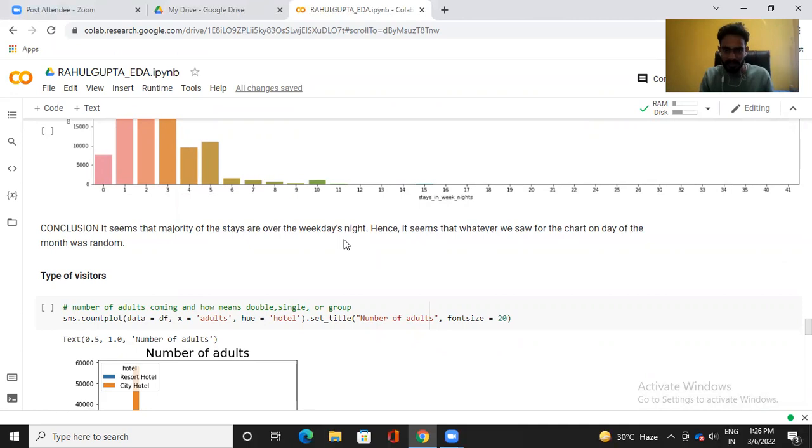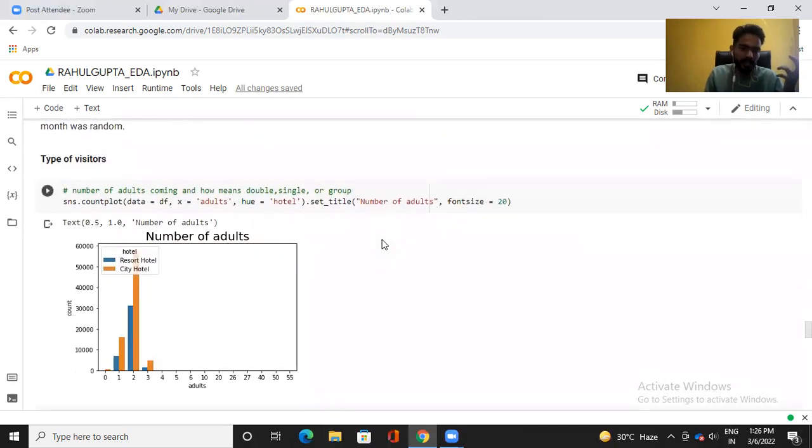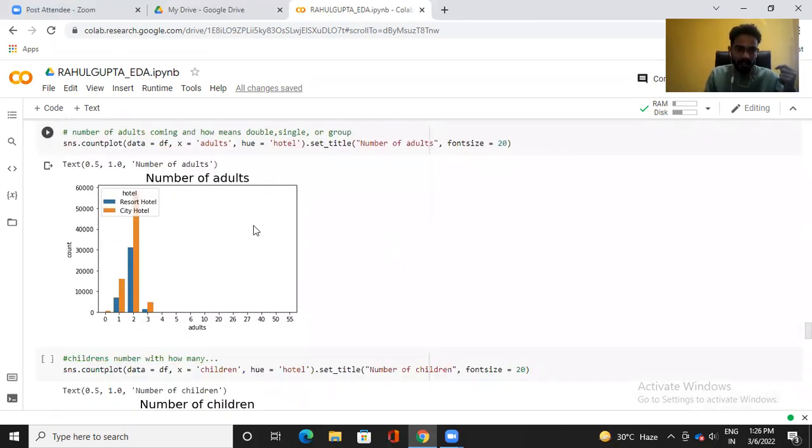But for the business process, it's very important to see that the maximum number of people are coming on weekday nights. It seems that whatever we saw on the chart for the day of the month was random. That means it is very random data, as we had already discussed in the month chart that people are coming in August.